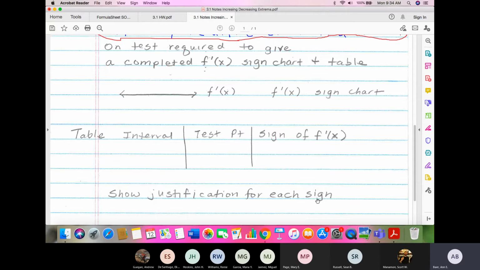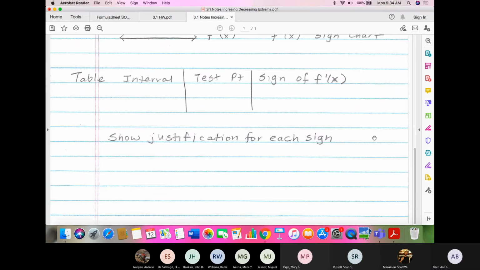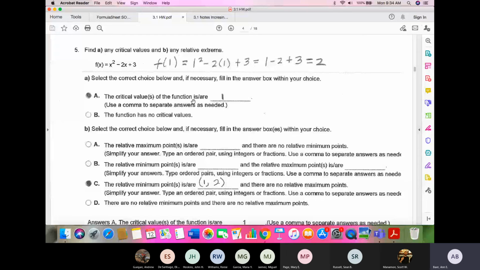So the first one I want to take a look at is number 5. If you need more time, please let me know. So we'll go back to the homework here and take a look at number 5. Number 5 says find in part A any critical values, and in part B any relative extrema.